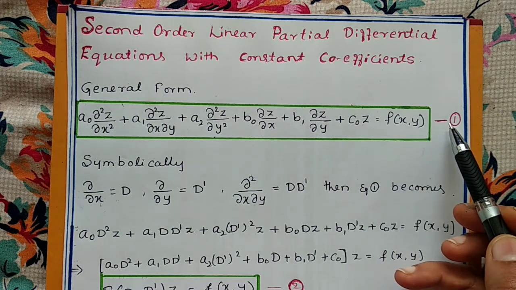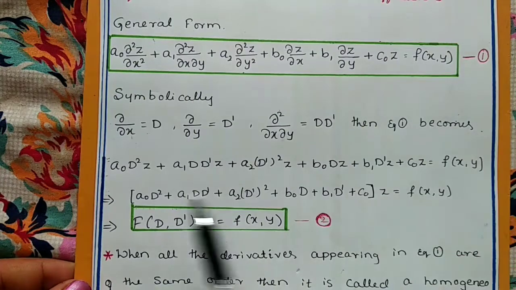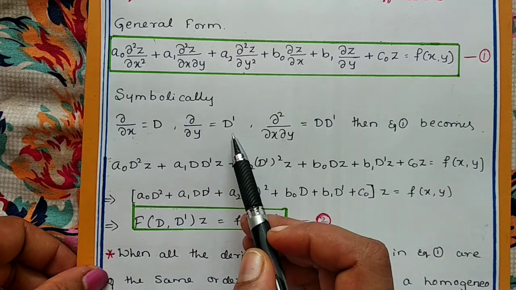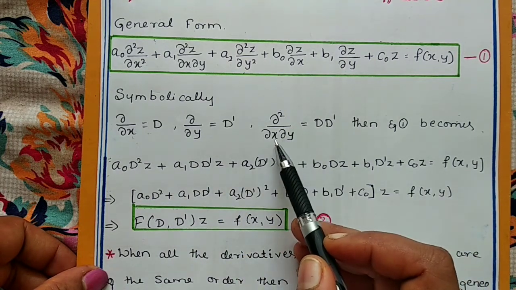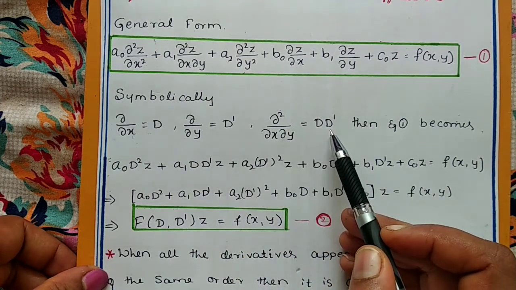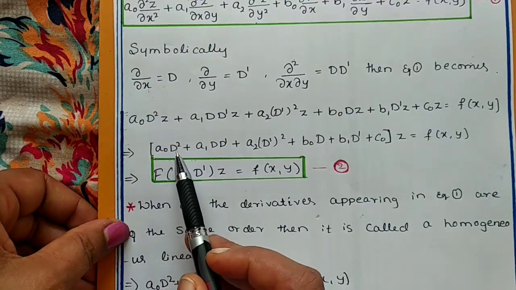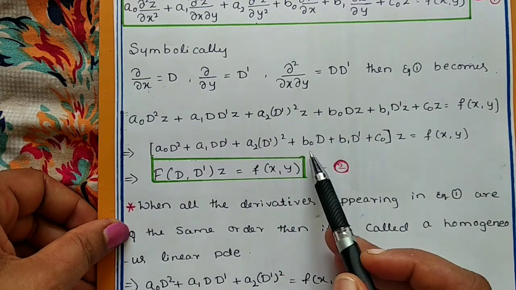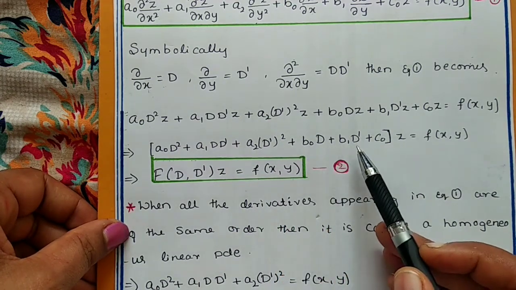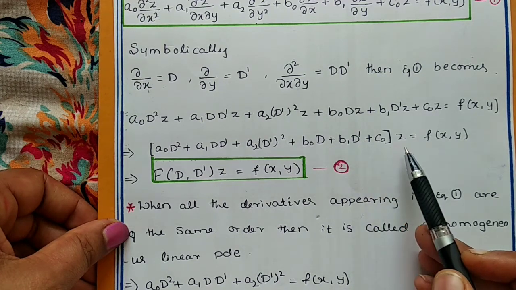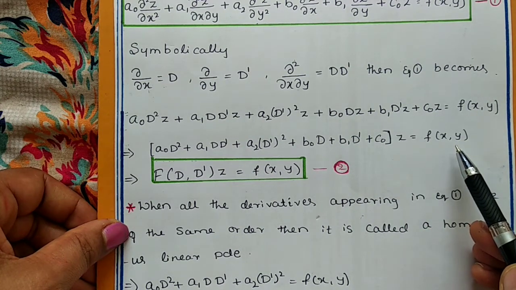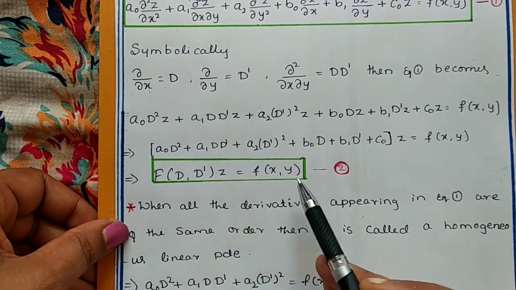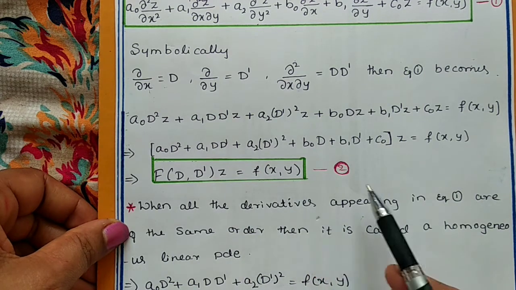Equation number 1 can be written, by using the notation ∂/∂x = D, ∂/∂y = D', as (A naught D² + A1 DD' + A2 D'² + B naught D + B1 D' + C naught) z = f(x,y), or simply F(D, D') z = f(x,y), and call it equation number 2.